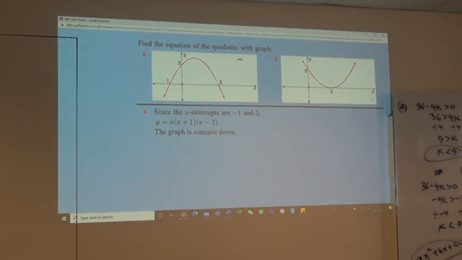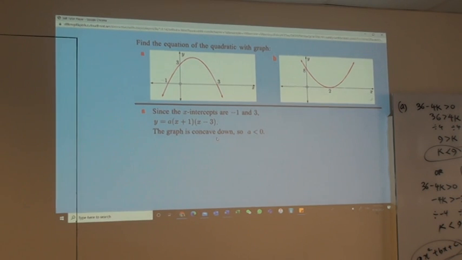The graph is concave down, so a must be negative. To find the exact value of a, we need another piece of information from the graph. We see that the y-intercept is 3, so the point (0, 3) lies on the graph. This point must satisfy our general equation. We substitute x equals 0 and y equals 3 into the equation and simplify to find a equals -1. We now have the equation of the quadratic.